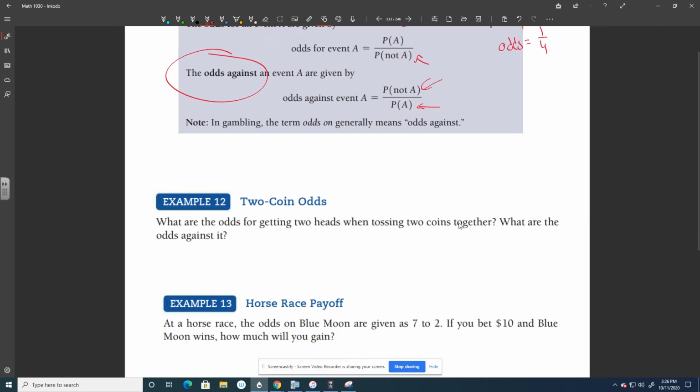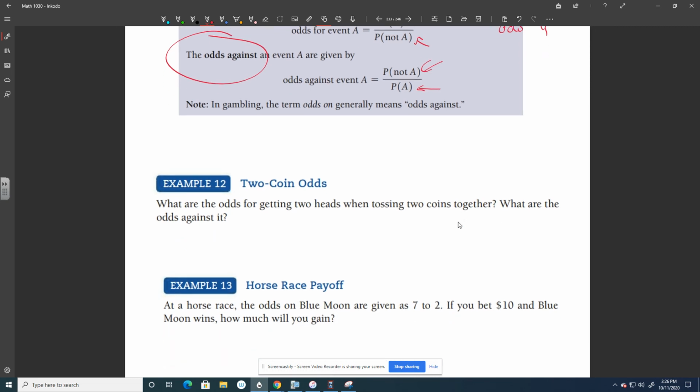So, what are the odds for getting 2 heads when tossing 2 coins together? So, what are the odds for that happening? So that means I've got to take the probability of it happening divided by the probability of it not happening. Well, the chances of getting 2 heads is 1 out of 4. So the probability of it not happening is 3 out of 4. So I've got to take 1 out of 4 and divide that by 3 out of 4, which gives me 1 in 3.